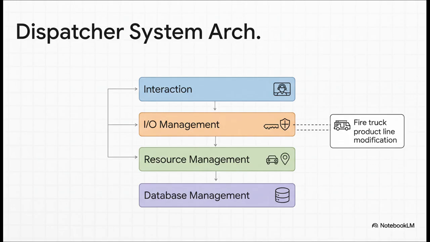At the very bottom, you have database management for all your data. On top of that, the resource management layer has the core logic. It tracks vehicles, logs incidents, and handles dispatching. Above that, I/O management handles things like authentication and reporting. And at the very top, the interaction layer is the UI for the operator.